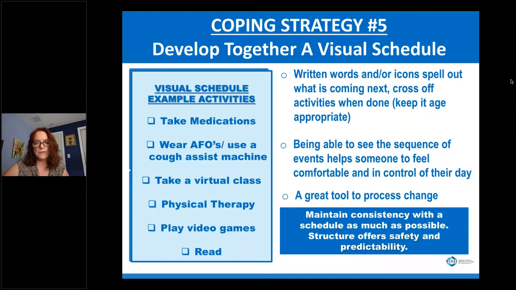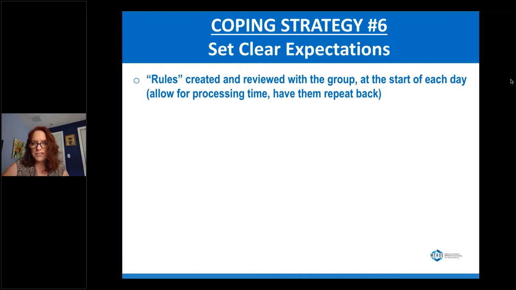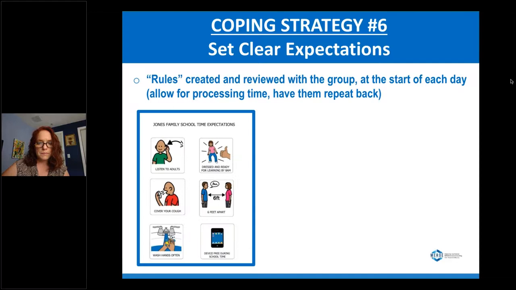Number six, set clear expectations. Clear expectations are the rules, right? These rules, we use the word expectations because it's more positive and shows what we want to see. They're created and reviewed with the group or your family or whatever your situation is at the start of each day, allowing for processing time, have them repeat back. So for an example, here's one, and this one is created for a family that's home and homeschooling, right? Made it up like a month or two ago.